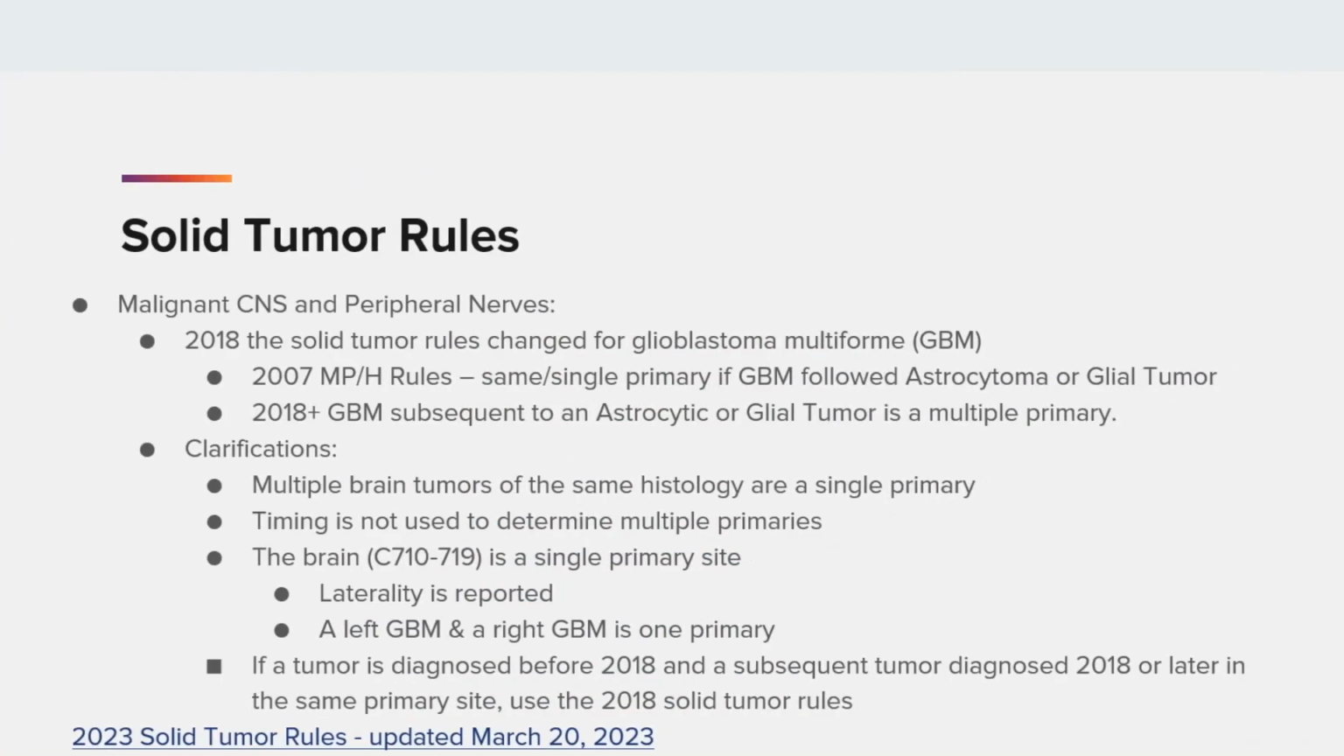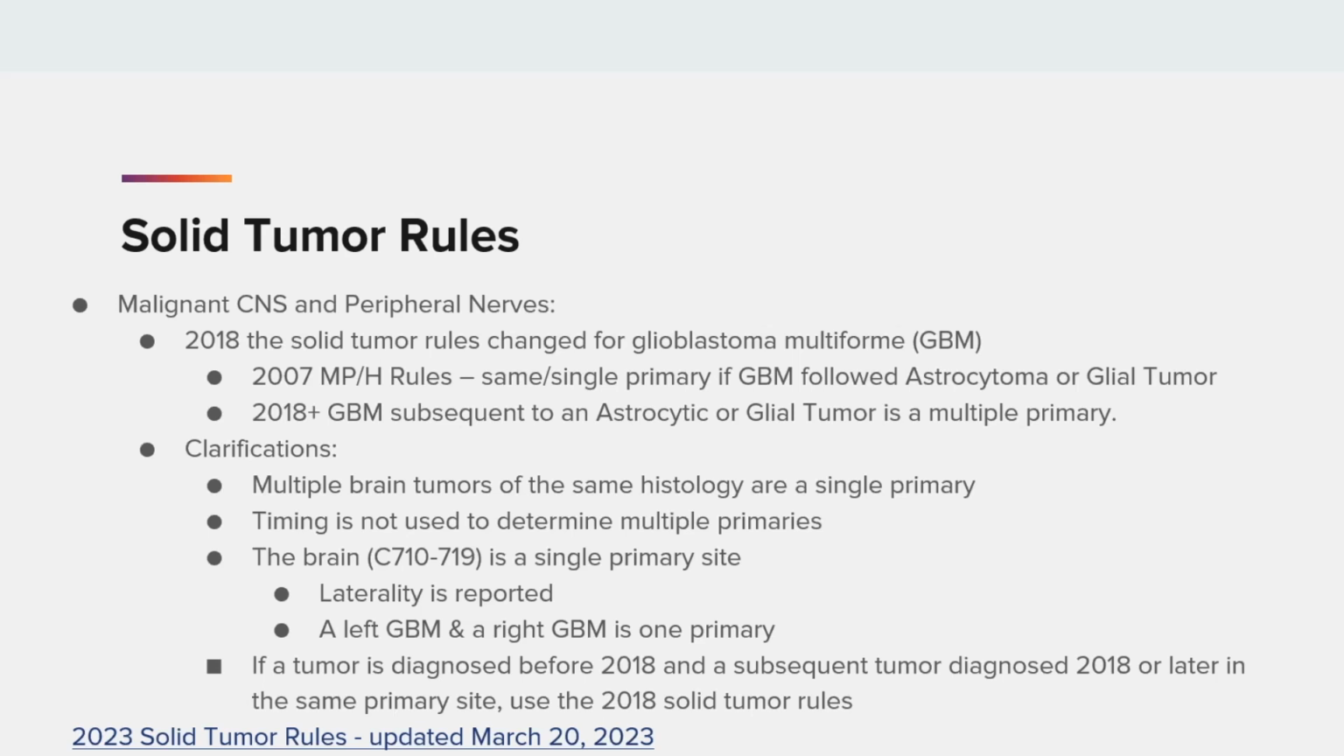Some items to take note of in the Solid Tumor Rules are the 2018 Solid Tumor Rules change for glioblastoma multiforme. So 2007, the MPH rules said same or single tumor, single primary if GBM followed astrocytoma or glial tumor. And 2018 forward, the glioblastoma multiforme subsequent to an astrocytic or glial tumor is a multiple primary. And this change happened because the glioblastoma multiforme can be analyzed for the frequency in which these tumors occur in a more aggressive form.